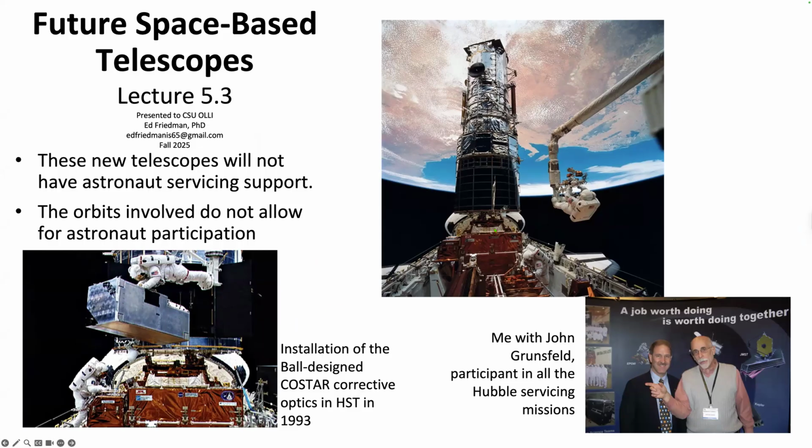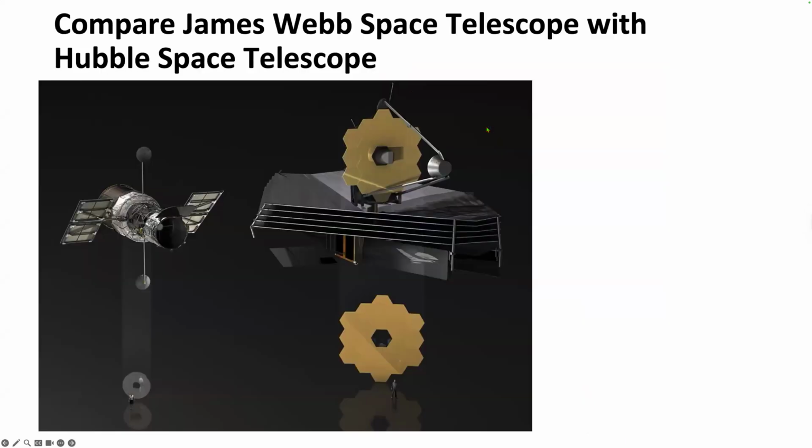Again, here's Hubble being serviced from the shuttle, which doesn't exist anymore. Here's me with John Grunsfeld, an astronaut who worked on all the servicing of Hubble, including correcting the optical defect that was discovered right away when Hubble was first launched.